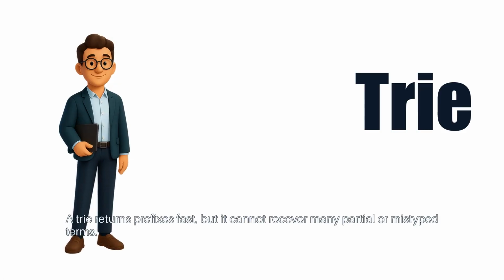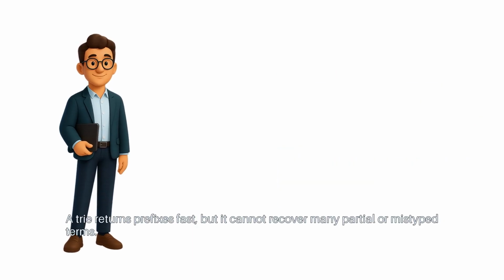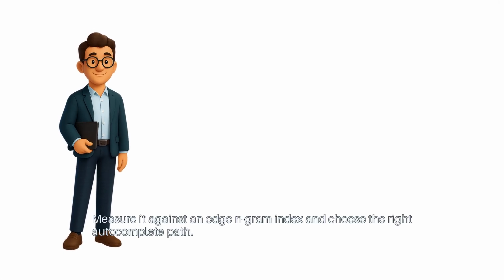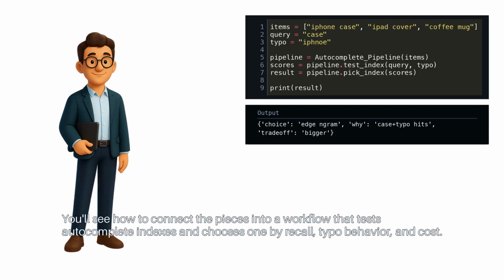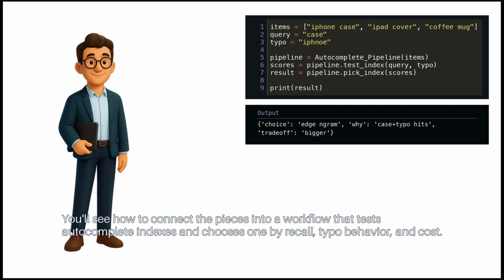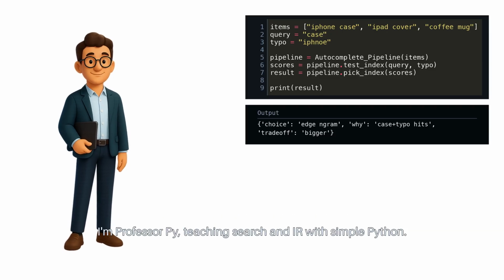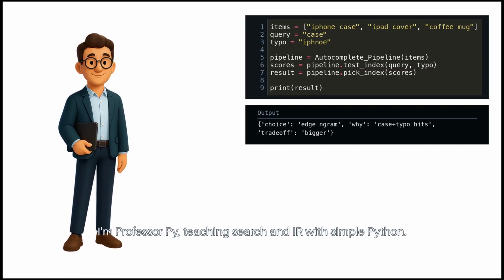A trie returns prefixes fast, but it cannot recover many partial or mistyped terms. Measure it against an edge n-gram index and choose the right autocomplete path. You'll see how to connect the pieces into a workflow that tests autocomplete indexes and chooses one by recall, typo behavior, and cost. I'm Professor Pi, teaching Search and IR with simple Python.